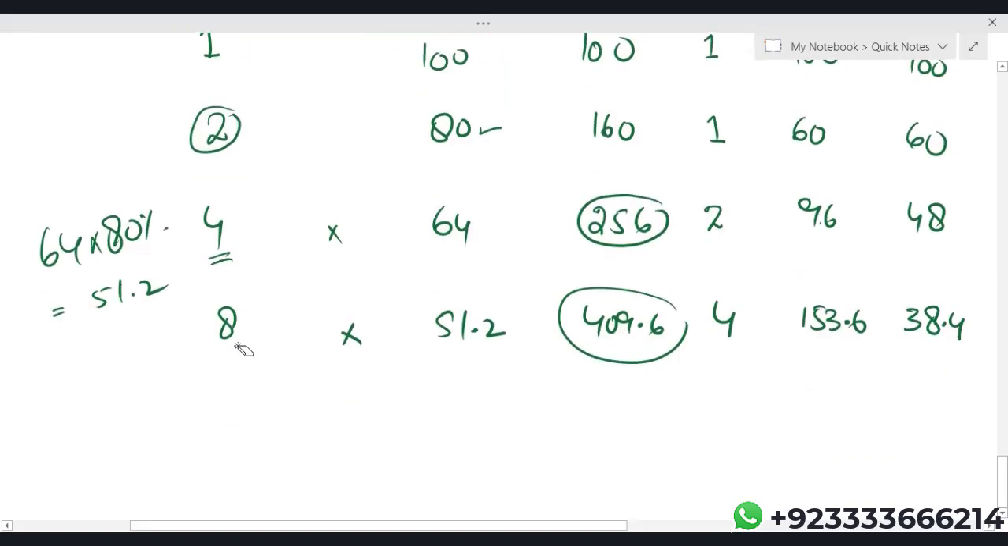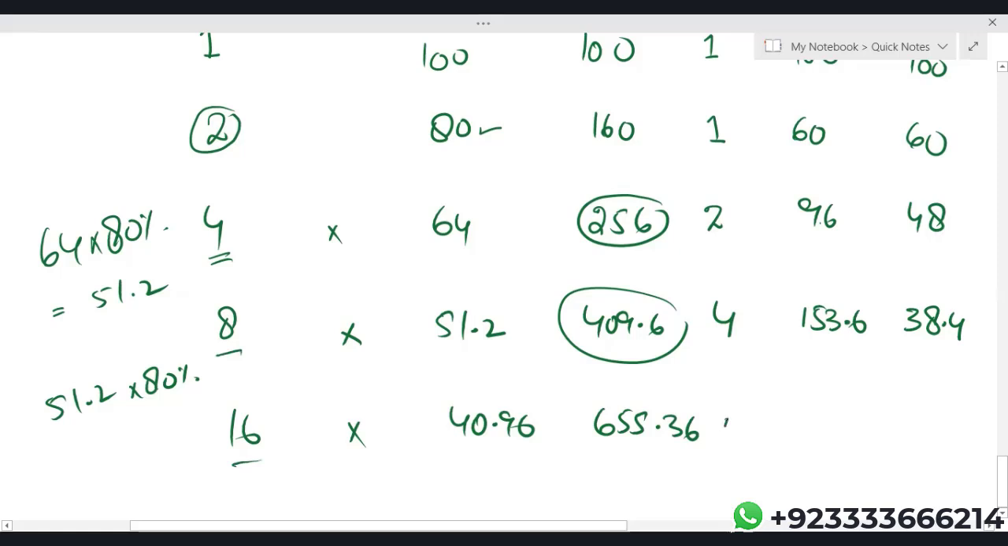So the concept of learning curve says when an individual does twice of its previous work, then learning curve applies. So twice of 8 is 16. Now take 80% of 51.2. That is 40.96. So 16 multiplied by 40.96. I'm getting 655.36. How many incremental units are we producing? Previously 8, now 16. So incremental is 8.